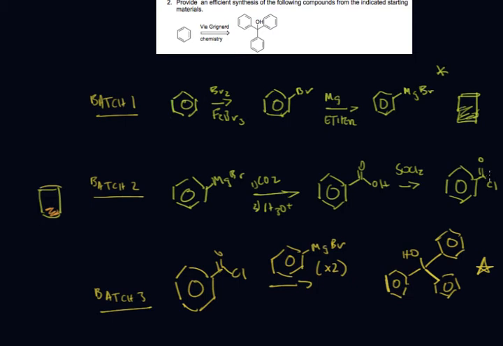will react once with it and form kind of that ketone structure, and then it'll react again, and you'll be left with the alcohol. And that H comes from the aqueous workup that you would have to do afterwards.